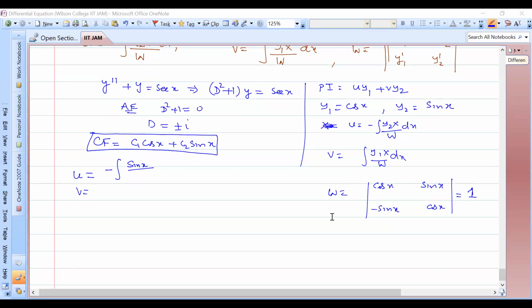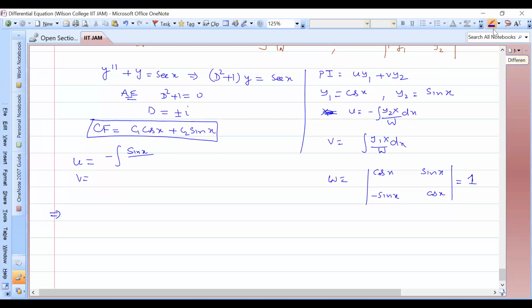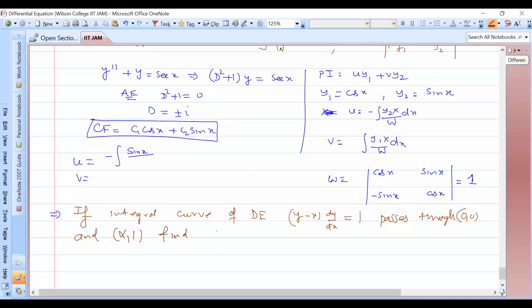Here, if the integral curve of the differential equation y minus x dy by dx equals 1 passes through 0, 0 and alpha, 1, find alpha, please.